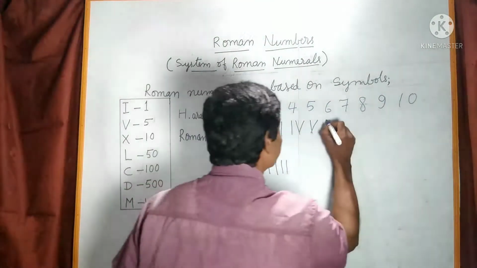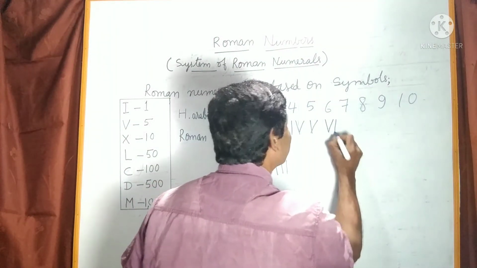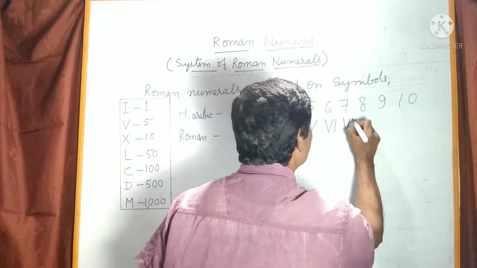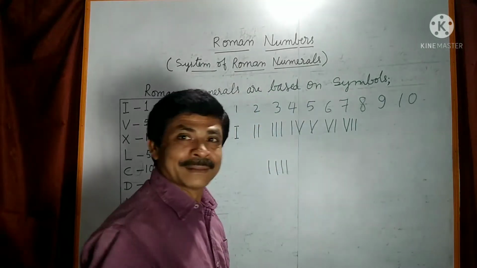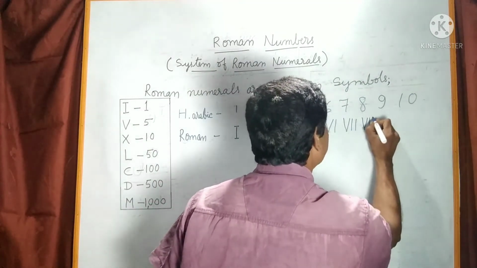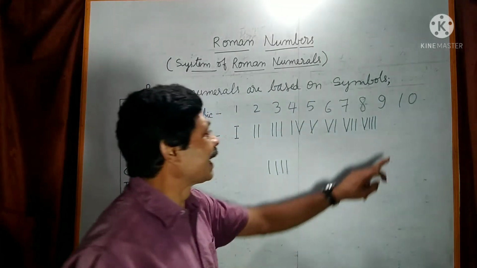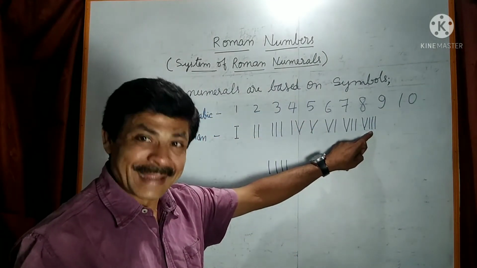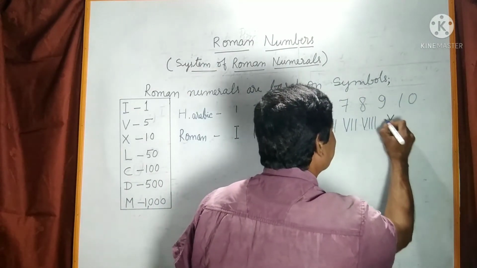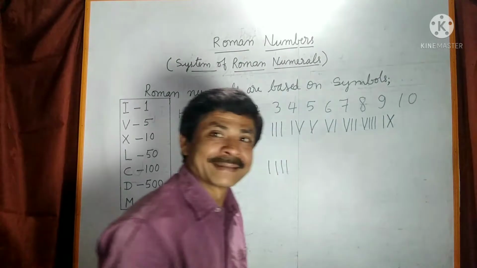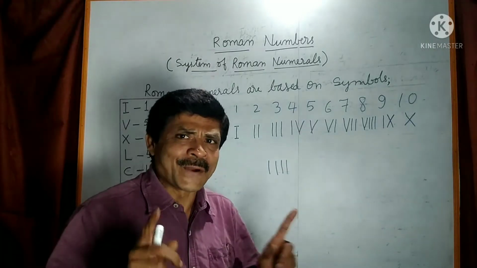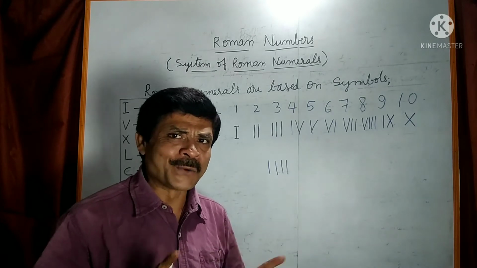And 6, 5 plus 1, 6. 5 plus 2, 7. 5 plus 1 plus 1 plus 1. We can repeat only 3 times. 8. 9 is 10 minus 1. 9. Now 10 is X. Now you have learned how to write 1 to 10.